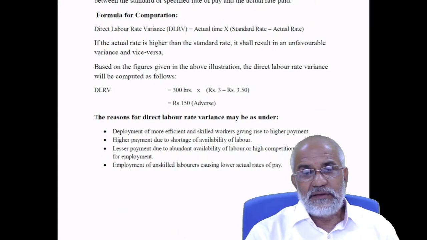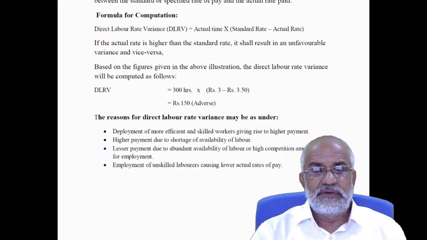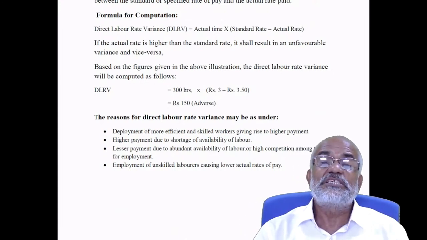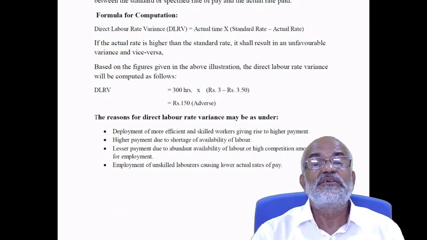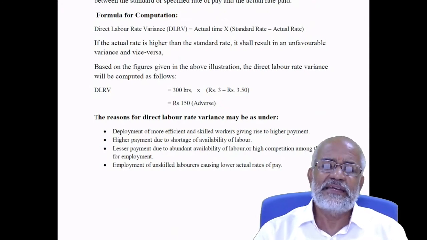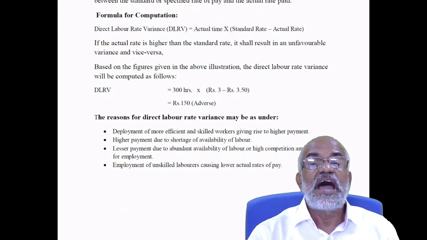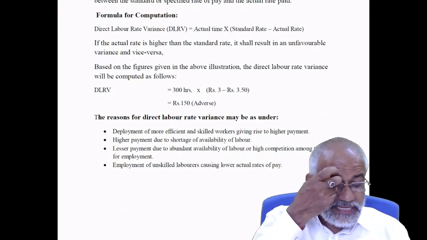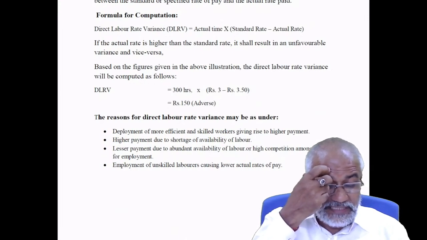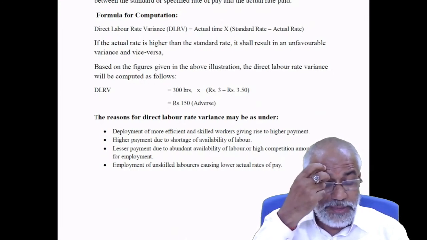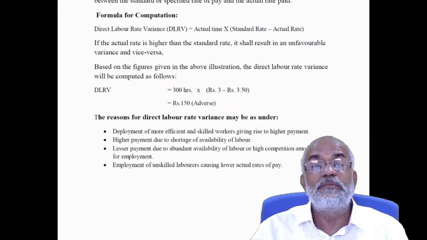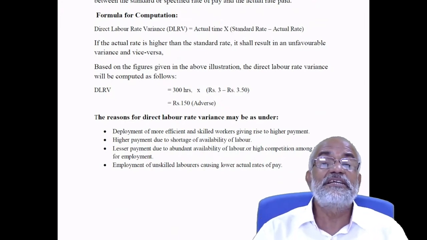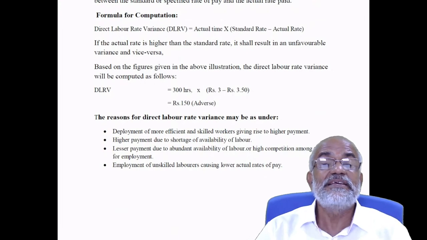When we are engaging more efficient workers, obviously we need to make more payment of wages to them, and this may be one of the reasons for direct labor rate variance. Higher payment due to shortage of availability of labor. When there is constraint of labor in the factory, then obviously they will have to pay more to the laborers for completion of the work, and that may result in direct labor rate variance.